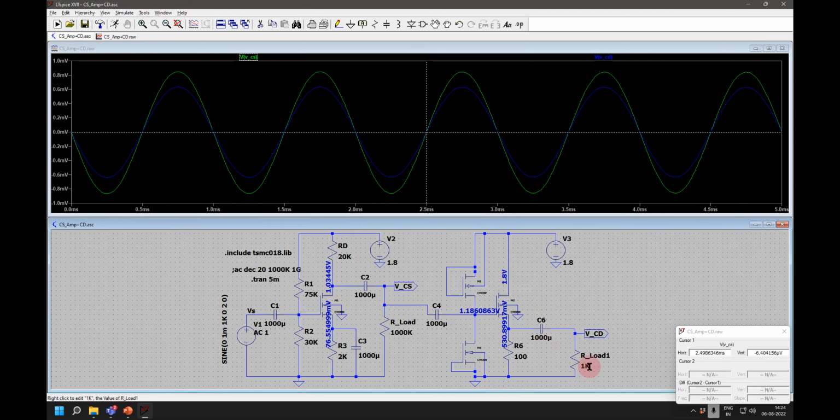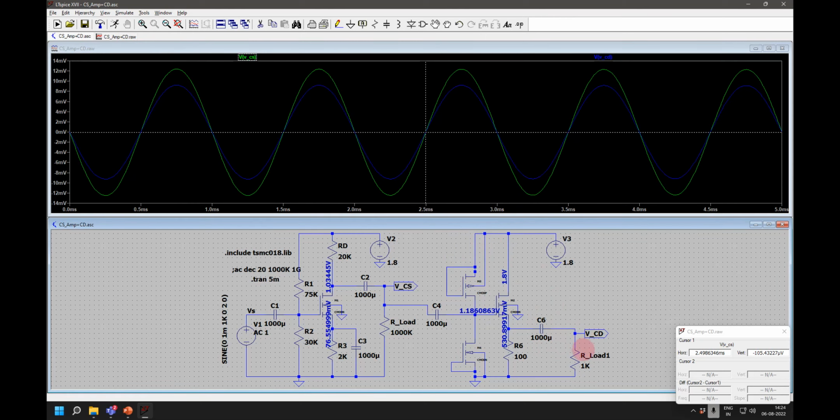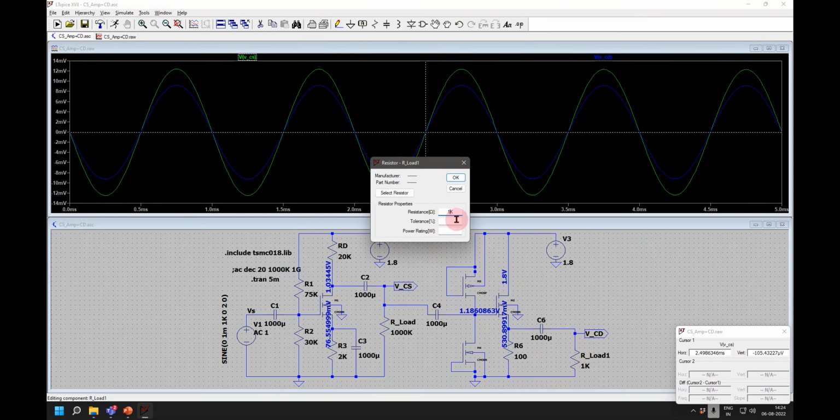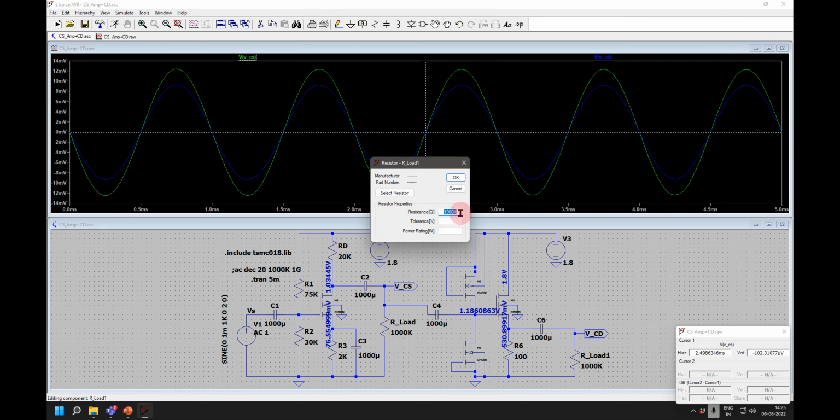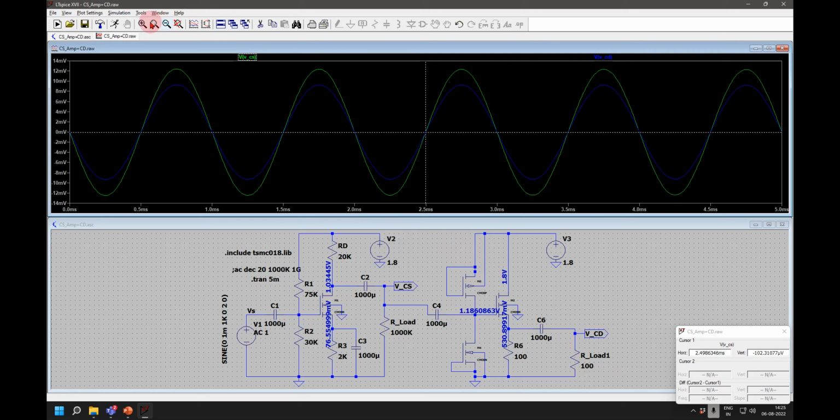Sorry, see, already I have put 1K here, right? Even with 1K, if I put 1000K also, it will be the same, right? So this is not really changing much. If I put even 100 ohms, let me see, right? Still I am getting a good gain out here. Understood what is the application?